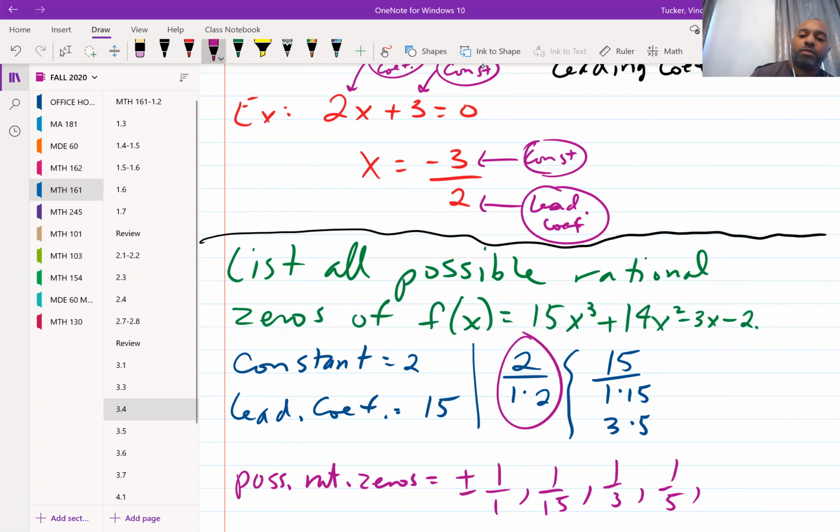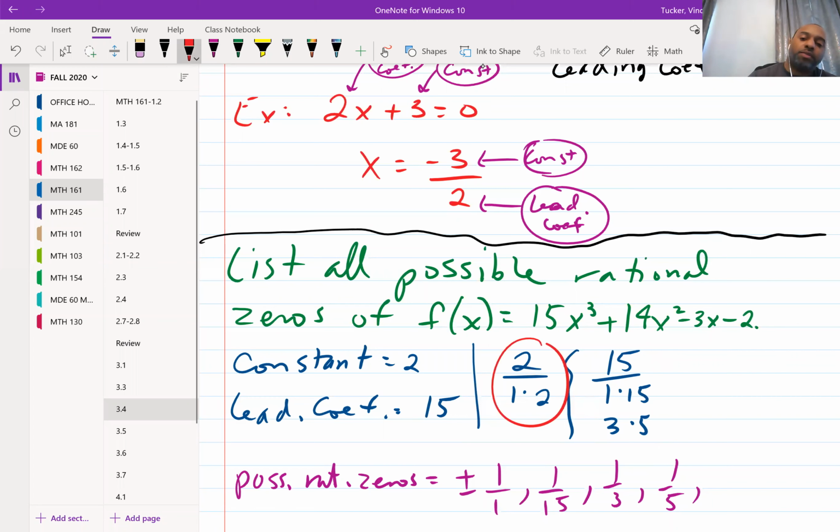Factors of 2: 1 times 2. Factors of 15: 1 times 15 and 3 times 5. Before we go any further, is everybody all right? Once again, your constant is the number that's not attached to a variable at all. Your leading coefficient is the number that's attached to the variable with the highest exponent.